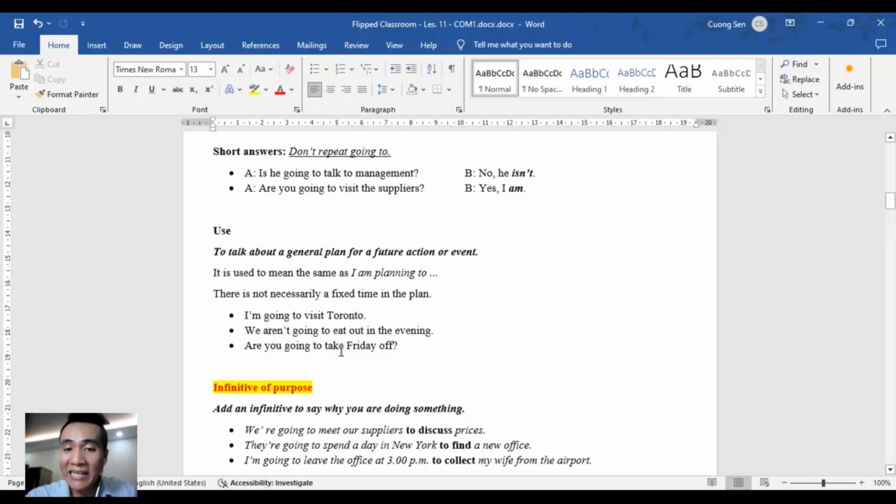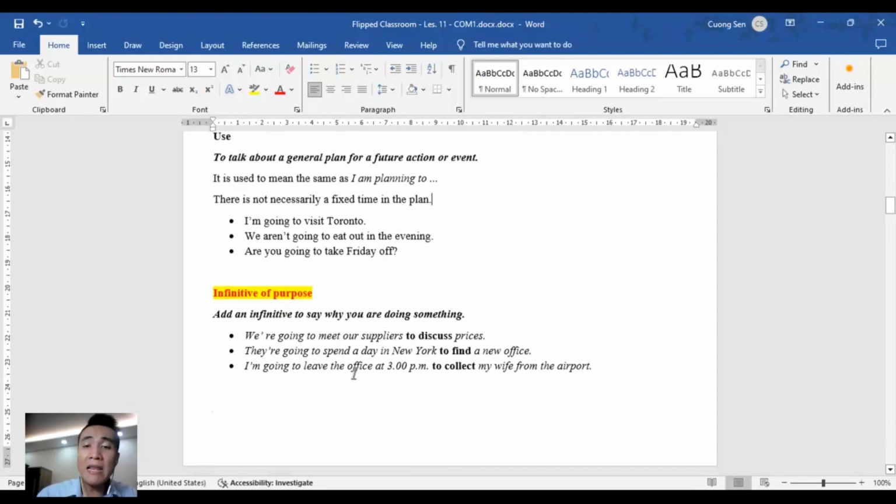We're going to eat in the evening. We aren't going to eat out in the evening. Are you going to take Friday off? Yeah, so that's basically everything about going to. Now let's move to the second part, which is about the infinitive of purpose.